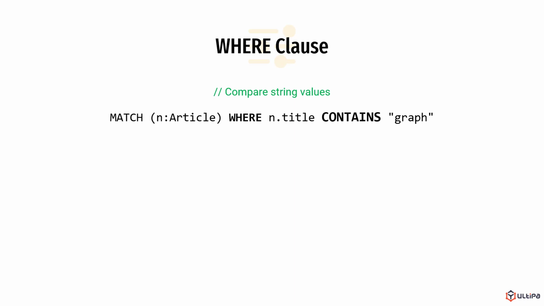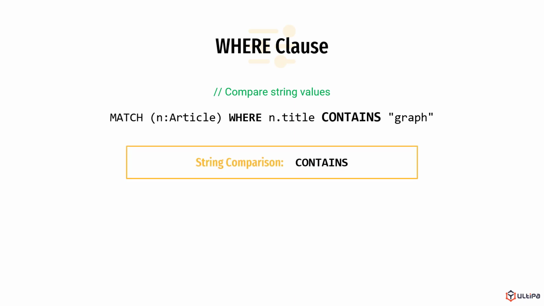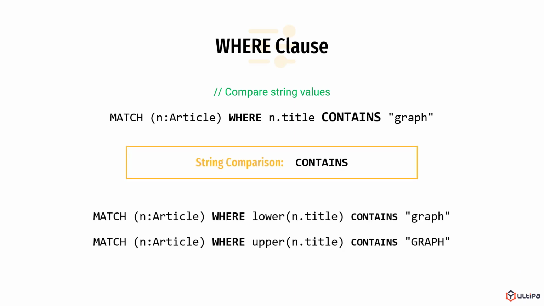To compare string values, use the contains operator. This query searches articles whose titles contain the string graph. The operator performs an exact match, so you may want to apply the lower or upper function to convert the title letters to lowercase or uppercase for case-insensitive matching.